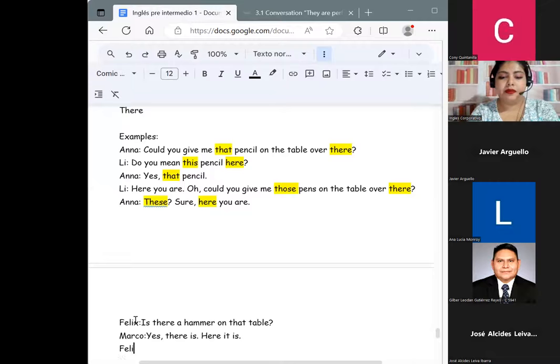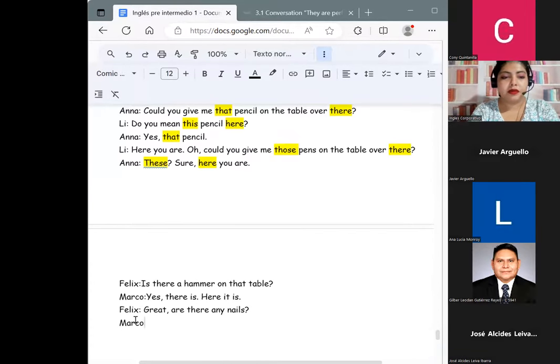Felix said, great, are there any nails? And Marco said, no, there aren't. And Felix in this conversation says, oh, here they are next to me on this table.